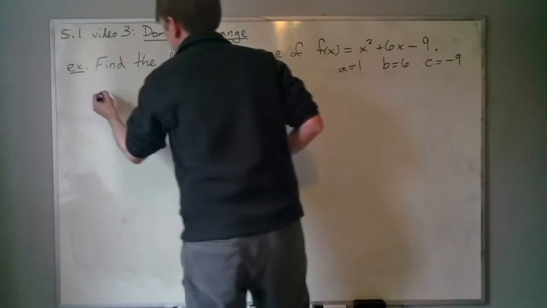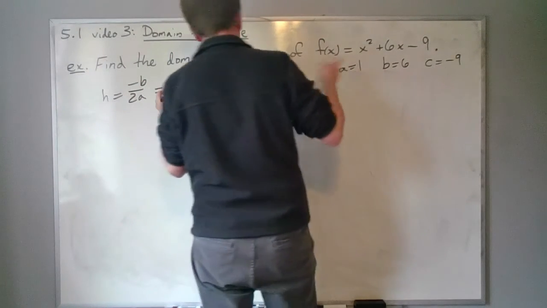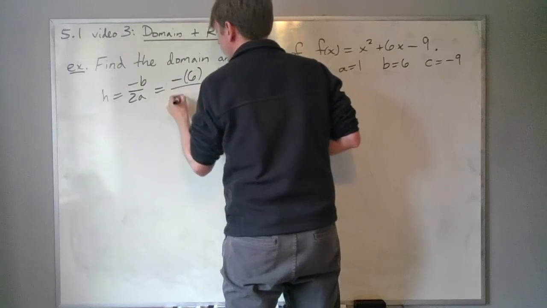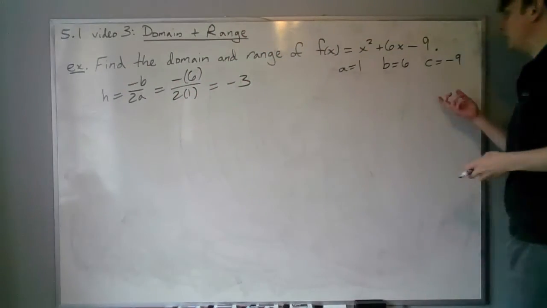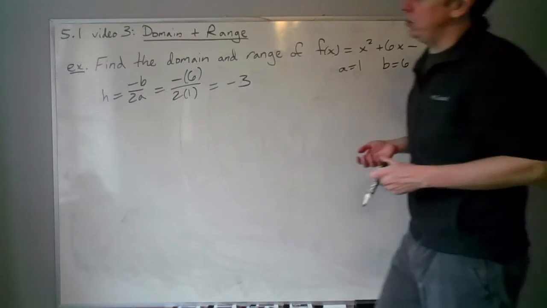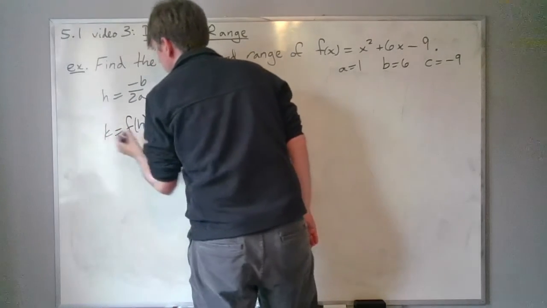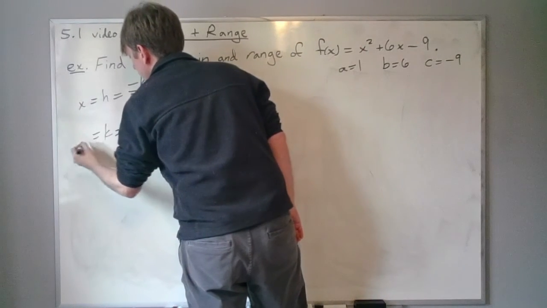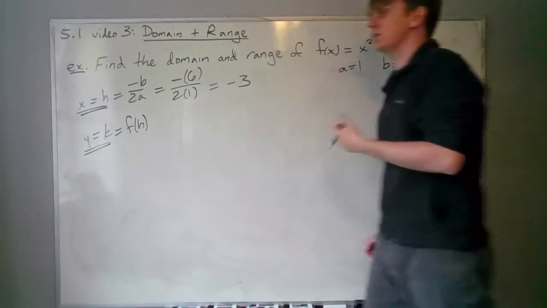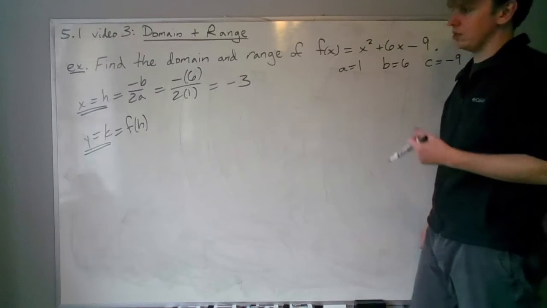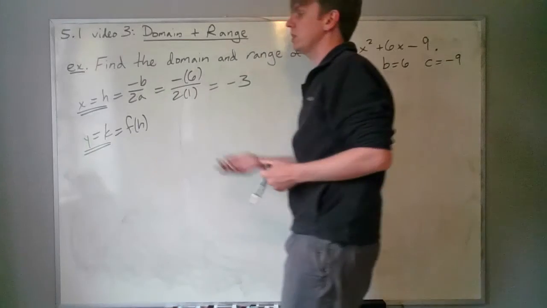So h is minus b over 2a, which would be minus 6 over 2 times 1, -3. K is the corresponding y value. I guess I should be writing this down just to emphasize the fact that h is just the x coordinate on the vertex. K is just the y coordinate on the vertex. So when we're seeing those two, h and k, we should be thinking x and y.